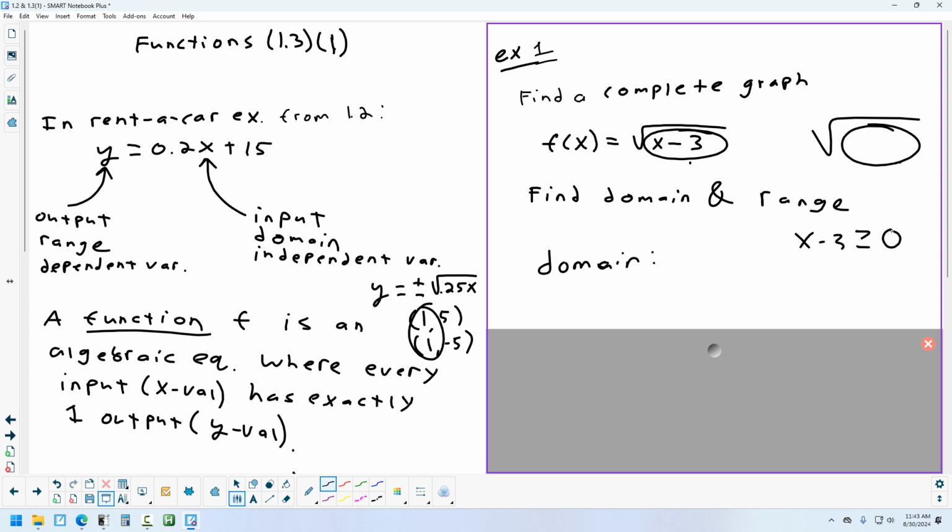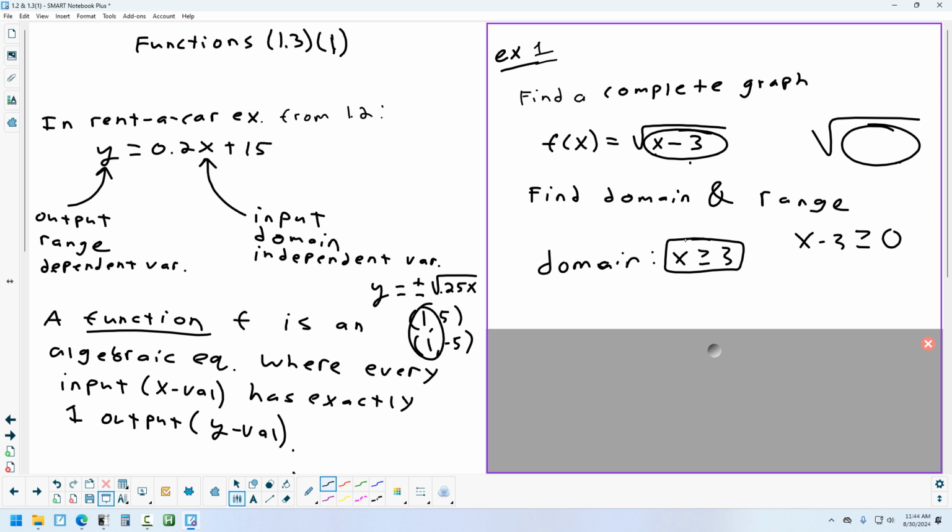So what's my domain in this problem? What numbers am I allowed to plug in for x? Yeah, 3 and up. Yeah, 'cause you could do 3.0001, that's fine. But yeah, any number that's greater than or equal to 3. So that's how you can write your answer as an inequality. Another way you can write your answer is what's called an interval.